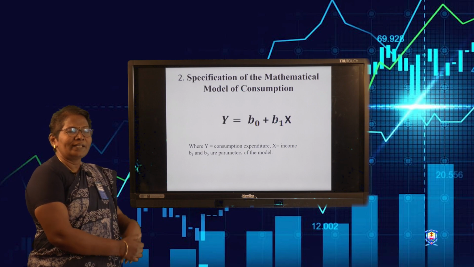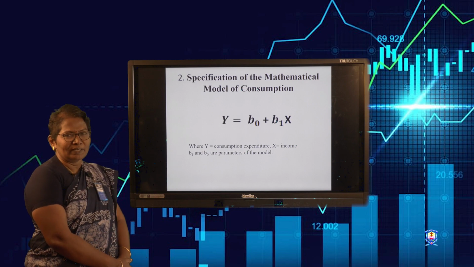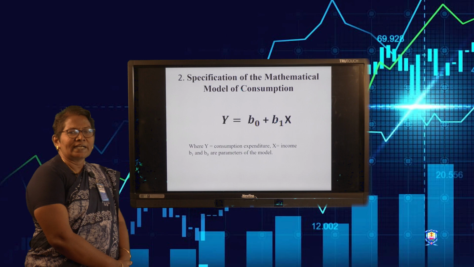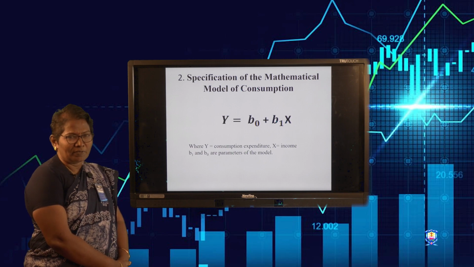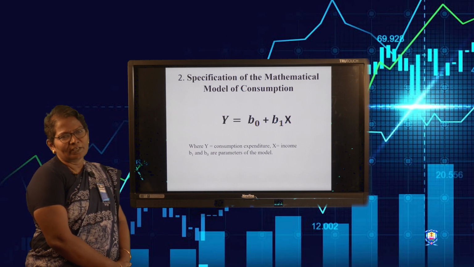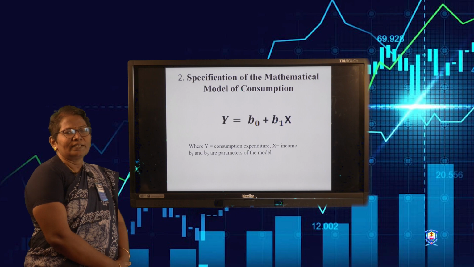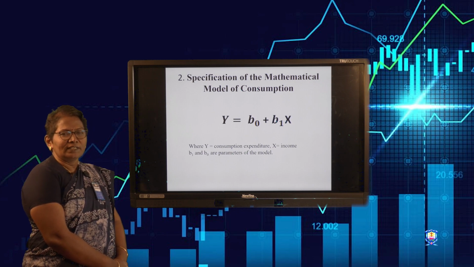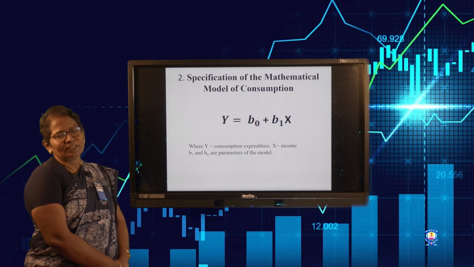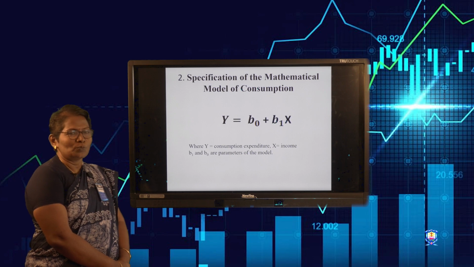Here the variable on the left hand side is called the dependent variable and the variable on the right hand side is called the independent variable or explanatory variable. Thus, in the Keynesian consumption function, consumption is the dependent variable and income is the independent variable.